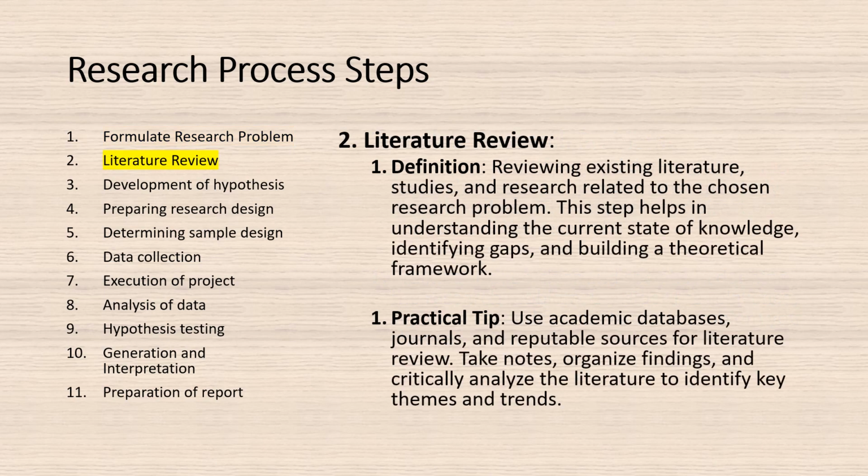Research process steps: 2. Literature review. Definition: reviewing existing literature, studies, and research related to the chosen research problem. This step helps in understanding the current state of knowledge, identifying gaps, and building a theoretical framework. Practical tip: use academic databases, journals, and reputable sources for literature review. Take notes, organize findings, and critically analyze the literature to identify key themes and trends.